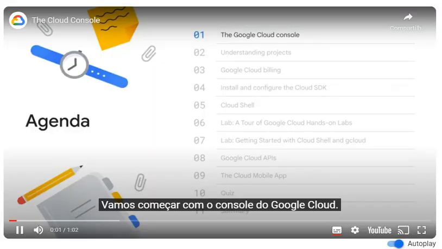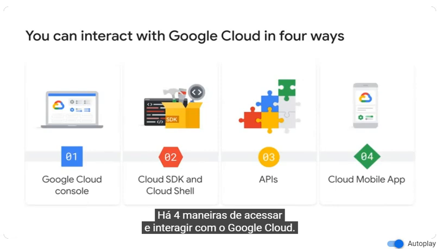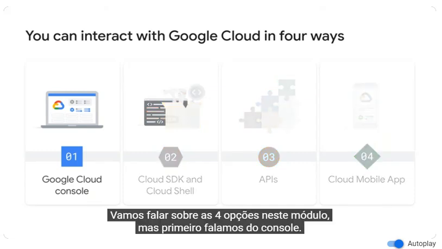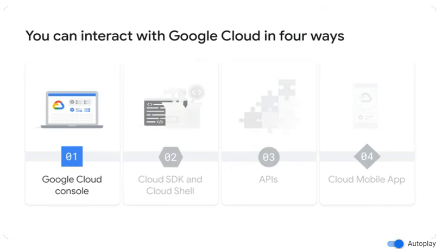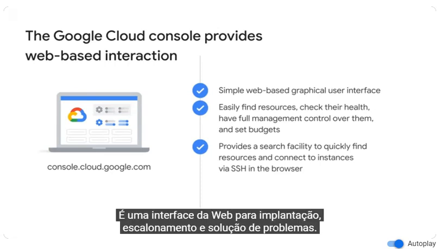Let's begin with the Google Cloud Console. There are actually 4 ways to access and interact with Google Cloud. The list includes the Google Cloud Console, the Cloud SDK and Cloud Shell, the APIs, and the Cloud mobile app. We'll explore all 4 of these options in this module, but focus on the console to start. The Google Cloud Console, which is Google Cloud's graphical user interface, GUI, helps you deploy, scale, and diagnose production issues in a simple web-based interface.